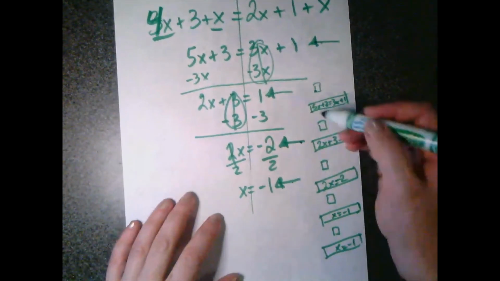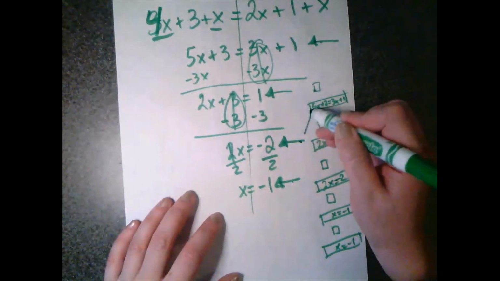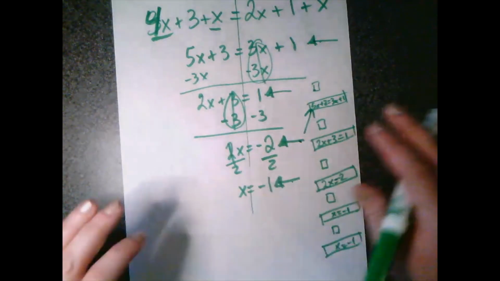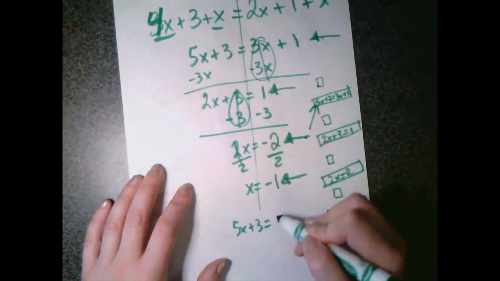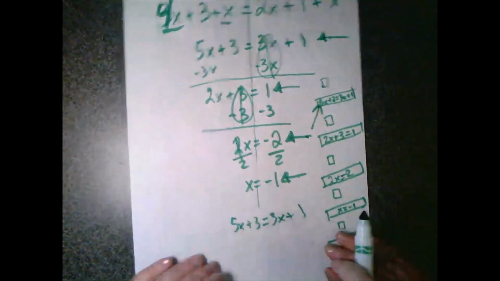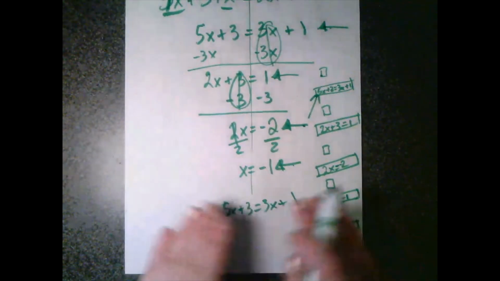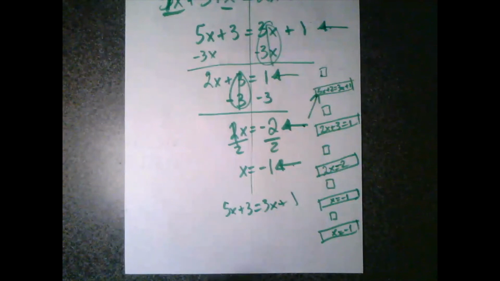One last thing, when you're entering these, don't put any spaces. Just type 5x plus 3 equals 3x plus 1. No spaces, okay? Just put that in. I hope that makes sense.